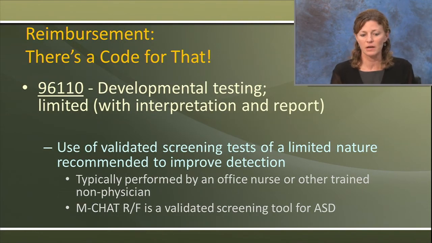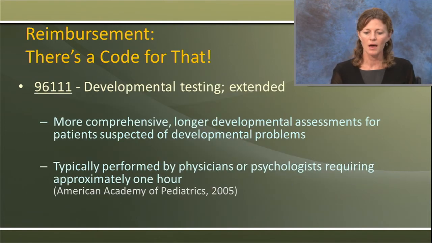Now, I mentioned I would talk about reimbursements, so there are codes that you can use as a pediatrician, as a medical provider, in order to be reimbursed for the screenings that are conducted. So this is for developmental testing limited. So this is with interpretation and report. So here's a code, and then finally for developmental testing extended, there's also a code for that. So sometimes we do the initial screening and we don't have the answers yet, so we have to extend that a little bit farther, and so there's a code for that as well.